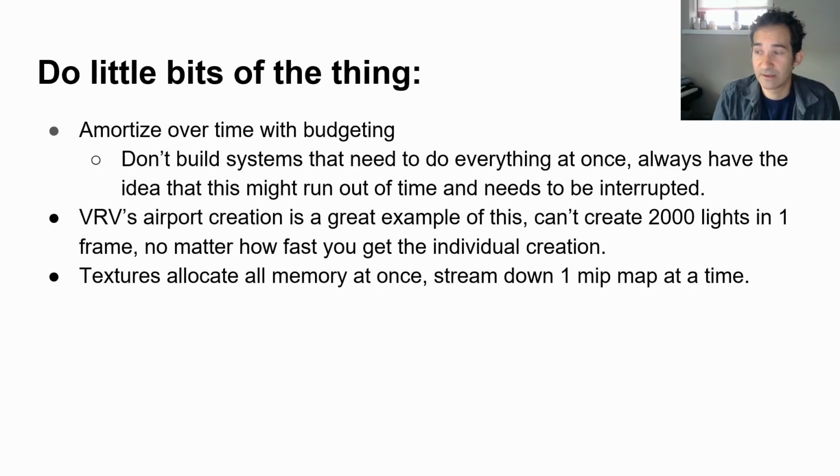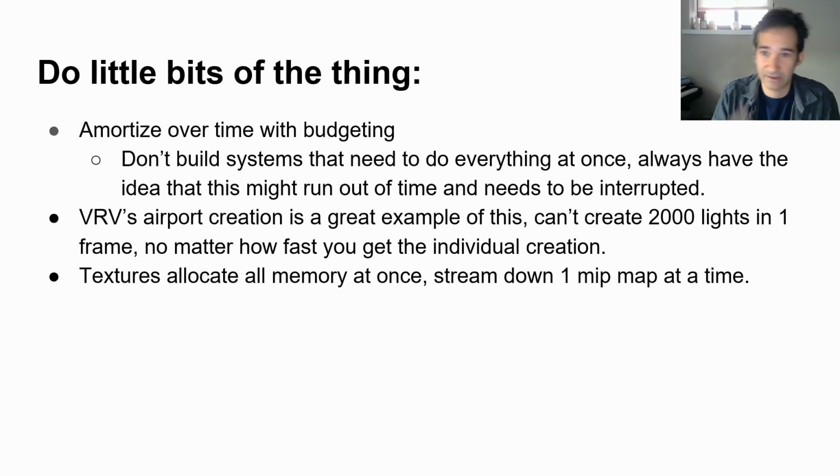So as I was talking about, the lights on an airport. Amortize over time with budgeting. Don't build systems in the first place that need to do everything at once. Always have the idea that you can run out of time and need to be interrupted.